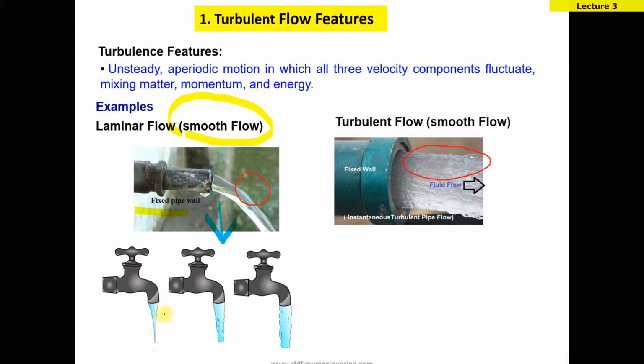Taking another example here, from left to right, flow rate increases. Here the flow rate is less, that means velocity is less. If velocity increases slightly, then we see that the fluctuations are increasing here. If velocity is increased too much, then we can see there is more fluctuation at the outer surface of the fluid. That means the flow is becoming more turbulent.